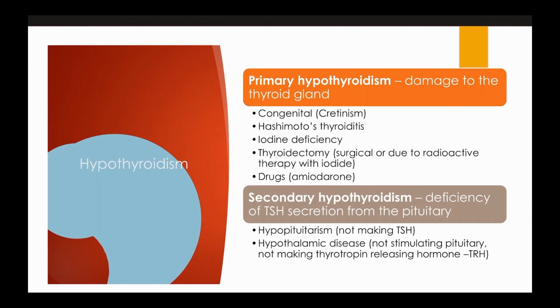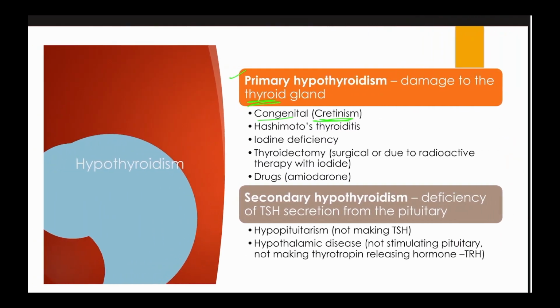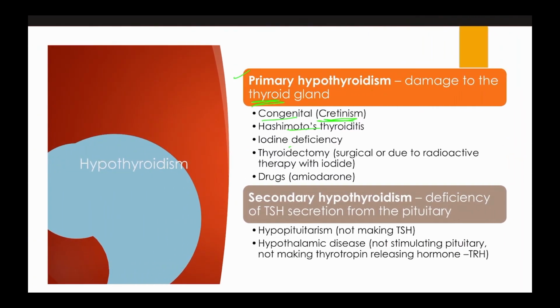So primary hypothyroidism, damage to the thyroid gland itself. Congenital cretinism. This is a problem with developing babies. They have a poorly functioning thyroid gland. They have no thyroid hormone, so their development is delayed. I think I have a picture. Yeah, it's coming up next. Here's our Hashimoto's, iodine. We're going to go through all these individually. Secondary hypo, problem with the pituitary gland, and we'll go through all these.